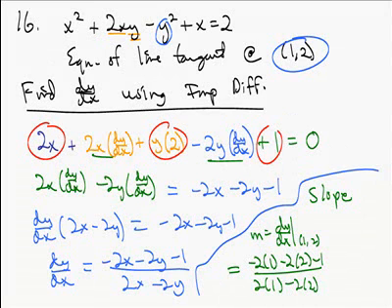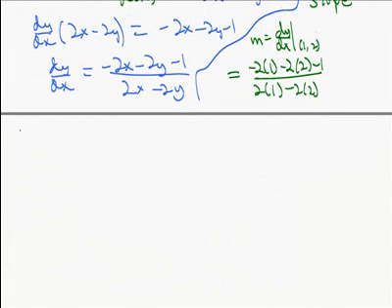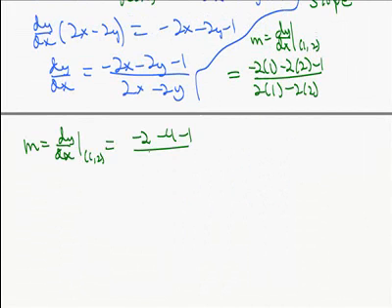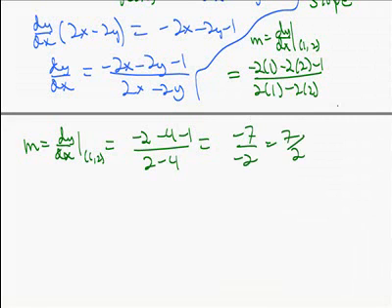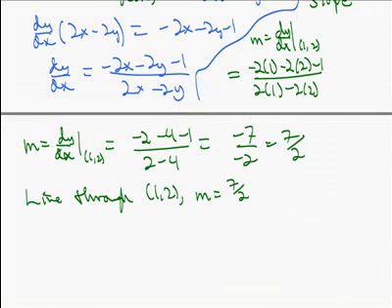Okay, so what do we get then? We get that our slope m is equal to, again, dy/dx evaluated at the point (1, 2), which is going to be, looks like, negative 2 minus 4 minus 1 divided by 2 minus 4. And so negative 2 minus 4, that's negative 6, minus 1 is negative 7, over 2 minus 4 is negative 2, so it's a positive 7 halves. Alright, so we want a line then that goes through the point (1, 2) with a slope of positive 7 halves.